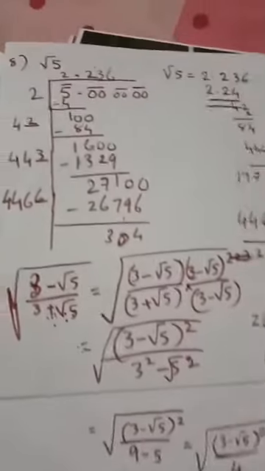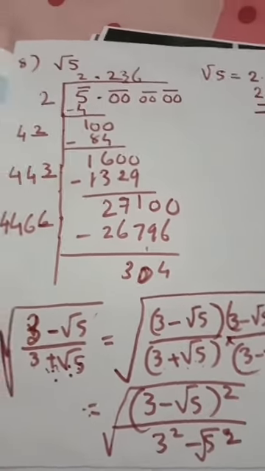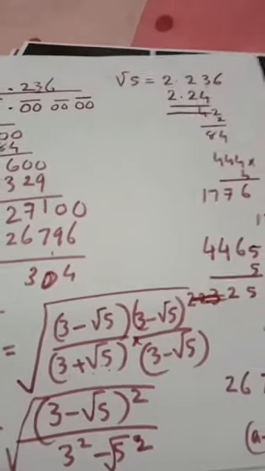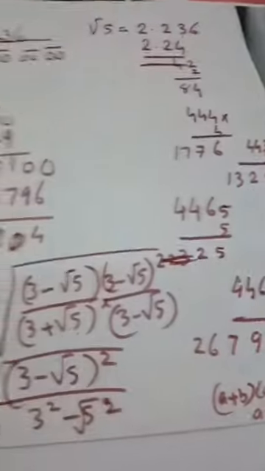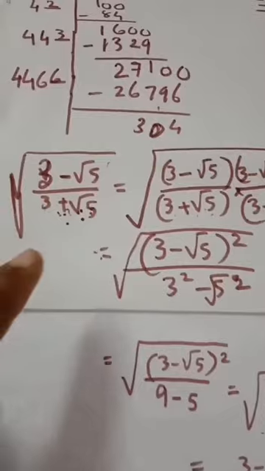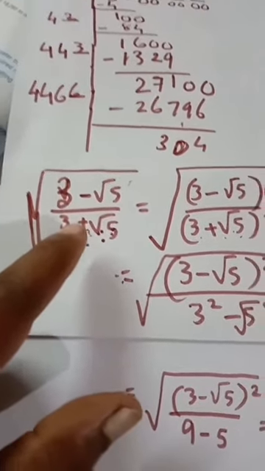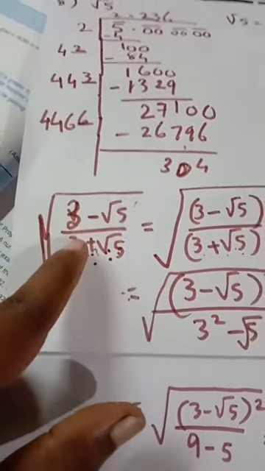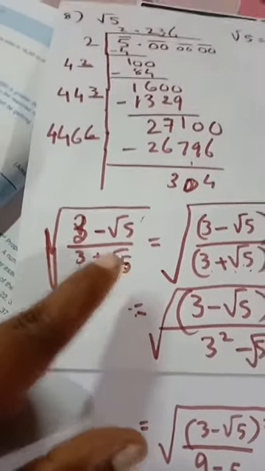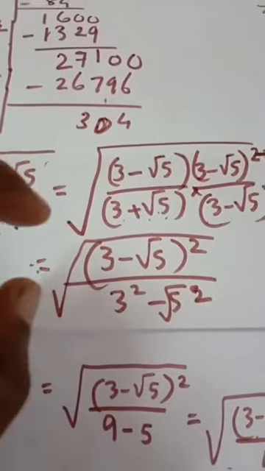0.38. Okay, so first you have to find the value of root 5 by the division method. It is 2.236, and approximating, 2.236 is equal to 2.24. Now you want to find the root of (3 minus root 5) by (3 plus root 5). Here the denominator 3 plus root 5 is irrational. To make it rational, you multiply both numerator and denominator by 3 minus root 5. Since it is 3 plus root 5, you take 3 minus root 5, just the opposite sign, in both numerator and denominator.